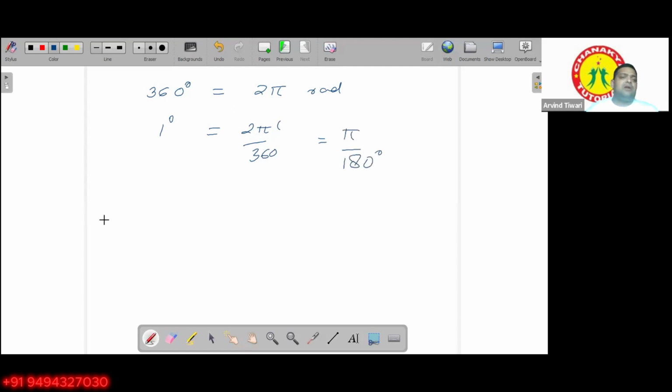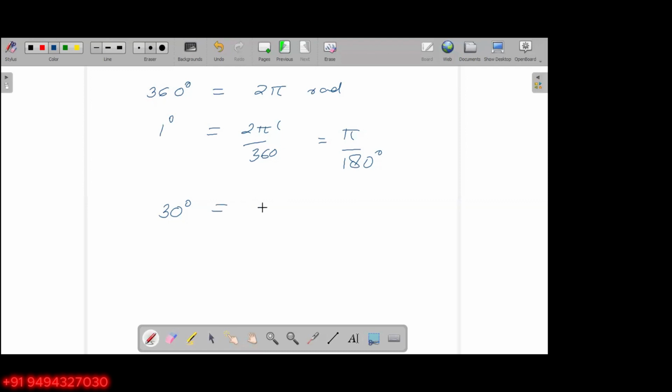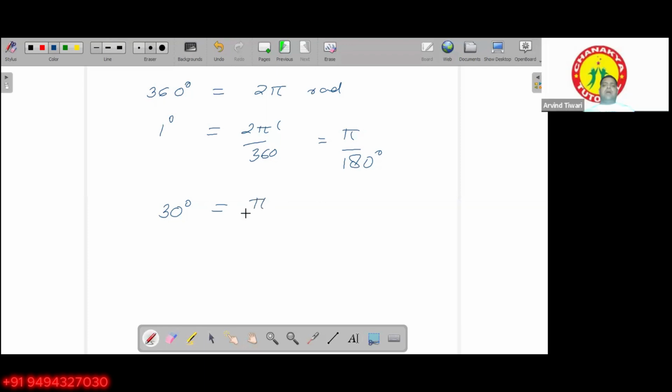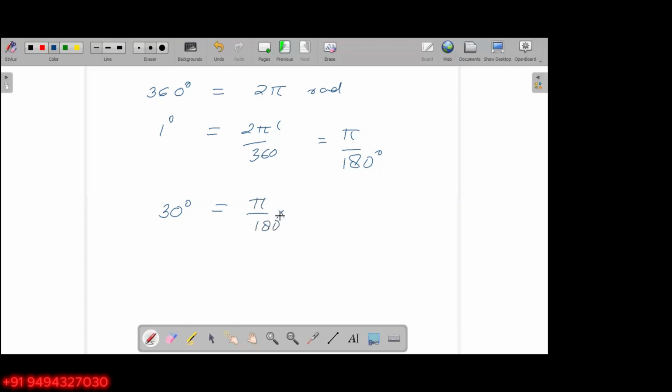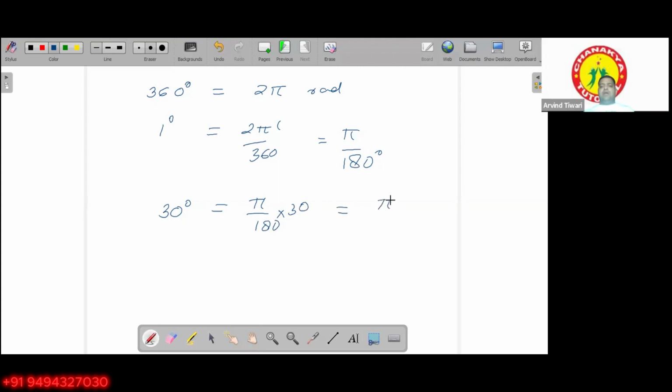Now you can easily convert. Suppose I want to find out 30 degree. What would be the measure of 30 degree in radian? See, 1 degree is equal to pi over 180. So 30 degree would be 30 into pi by 180, that is pi over 180 multiplied by 30. Clearly, if you cancel it, you see pi over 6. You get pi by 6 radian. So mostly we will say pi by 6 radian instead of saying 30 degree.